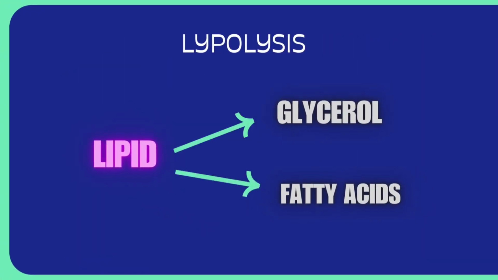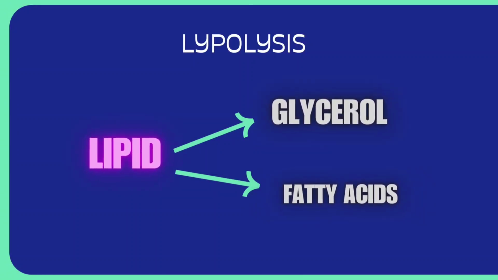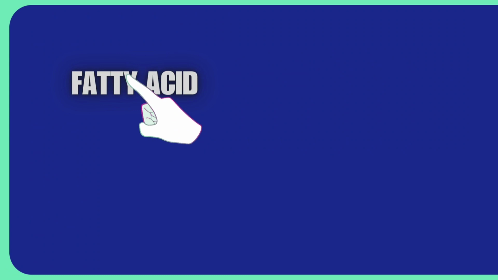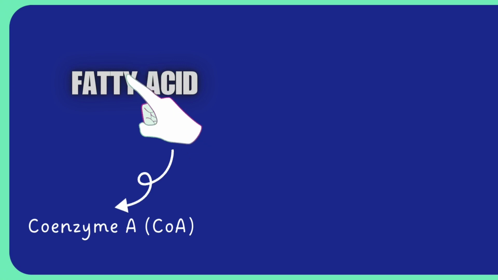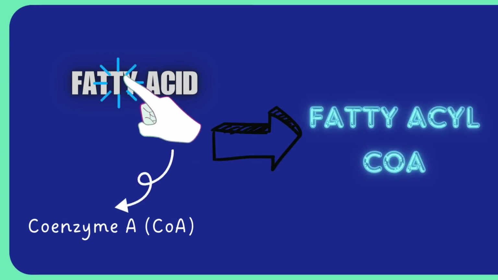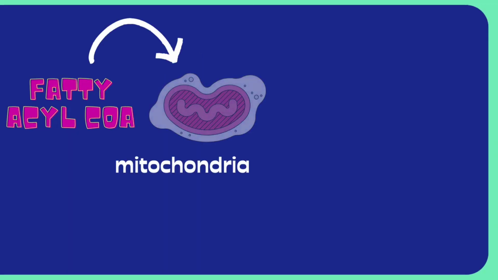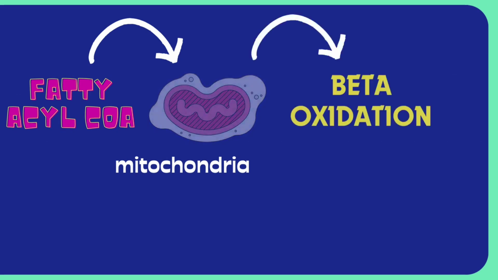Regarding the process of lipid metabolism, lipids will first be broken down into glycerol and free fatty acids. Free fatty acids then need to be activated before they enter the mitochondria for the production of energy. Firstly, fatty acids are activated in the cytoplasm by attaching coenzyme A, or CoA, to form a fatty acyl-CoA. This step requires ATP. The fatty acyl-CoA will then be transported into the mitochondria, where beta oxidation will occur.